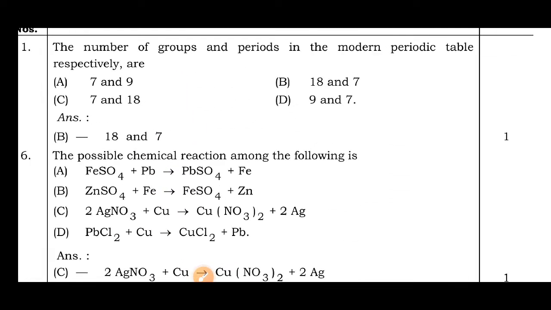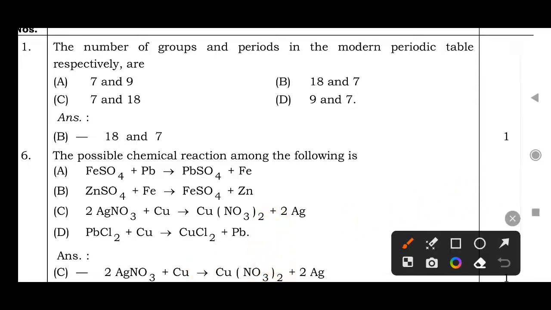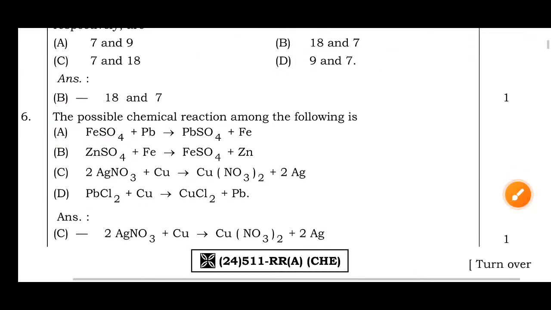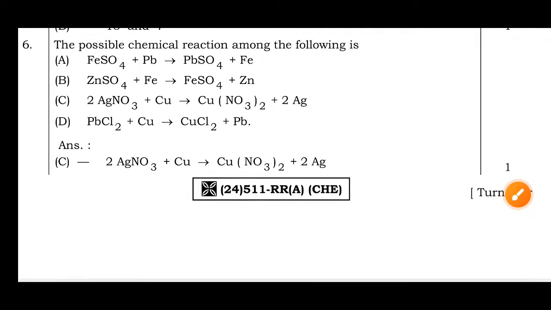So first question, MCQ. The number of groups and periods in the modern periodic table respectively. It's a very easy question. Okay, then easy answer. 7 periods are there, 18 groups are there. Then what they asked? First they asked groups and after they asked period. That's why 18 groups, 7 periods. Option B, right answer.